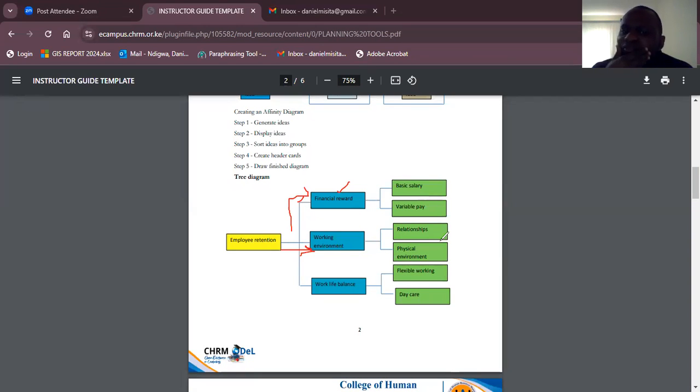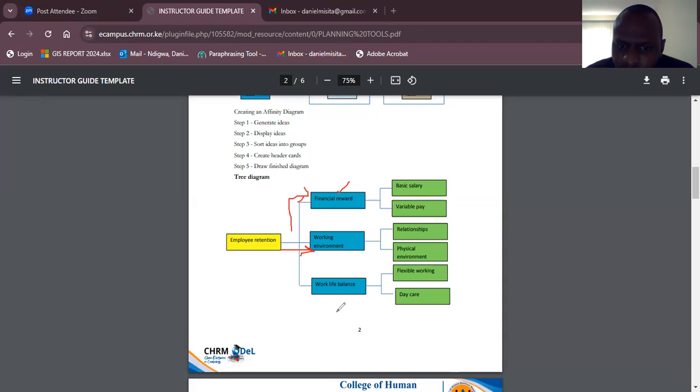So when you want to improve the working environment, you need to build relationships within the organization. And these relationships should be win-win relationships for all the employees, so that you incorporate your employees in ensuring that the relationships are healthy relationships. Then you also need to look at the physical environment. And here we are looking at where the employees are working. Is that environment good for their health? Is that environment good for everything that they are doing? So once you have that in mind, it becomes very easy to improve and also retain employees.